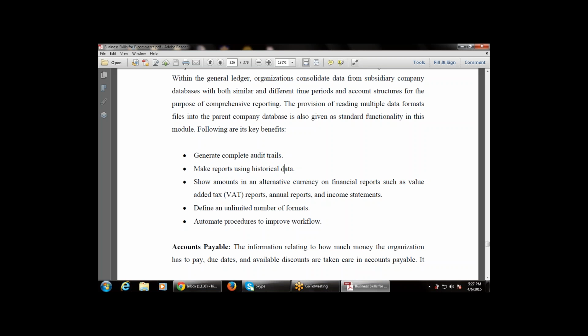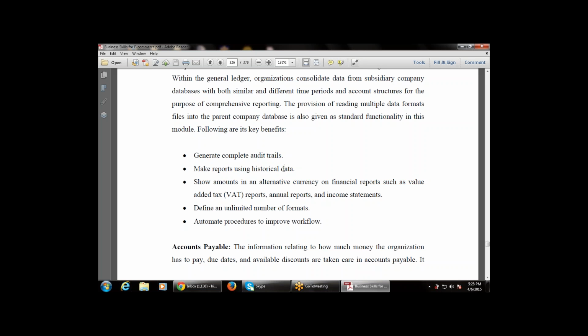Another general ledger benefit is that it defines an unlimited number of formats. That is, there are a number of formats used in general ledger accounting. Someone takes a debit on the right hand side, someone takes the credit on the left hand side. So there are many formats available for general ledger preparation. Then it automates the procedures to improve the workflow. Automate means automating everything to improve the workflow in the financial report, that is, the general ledger.